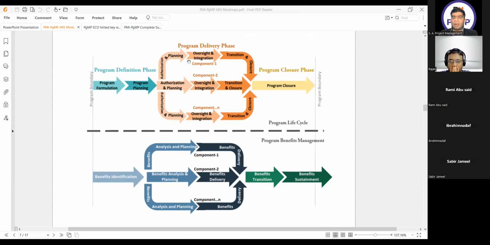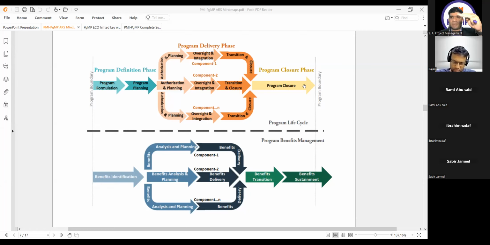Once we talk about the program delivery phase, we should immediately think that we are talking about the component level, because every component will be initiated and closed during this program delivery phase. It means the complete life cycle of the project or sub-programs will be only in the program delivery phase. So whatever activities I am doing in the program delivery phase are at the component level. Then we have these three subphases: authorization and planning, oversight and integration, transition and closure. Then we talk about the program closure phase.